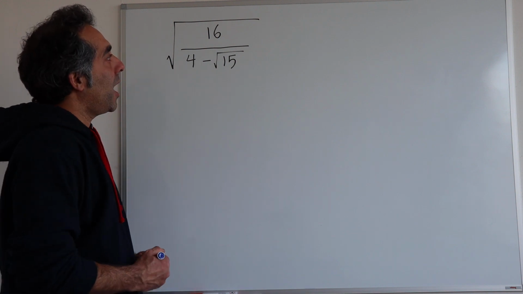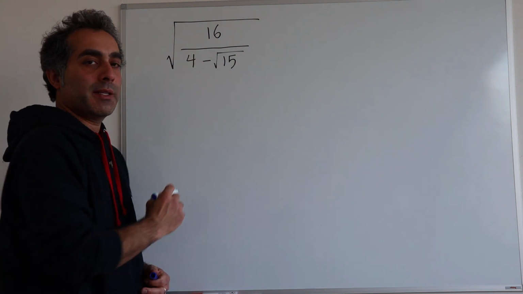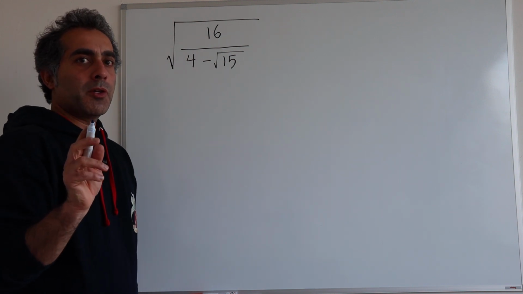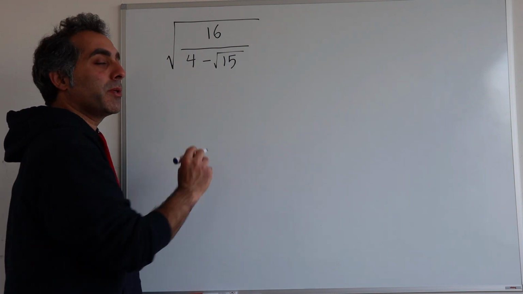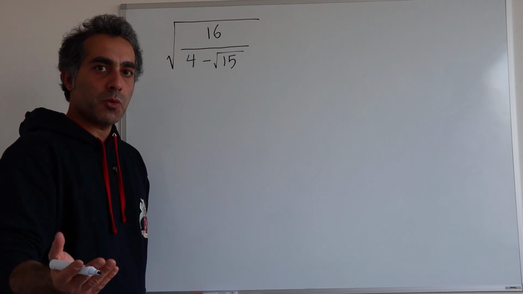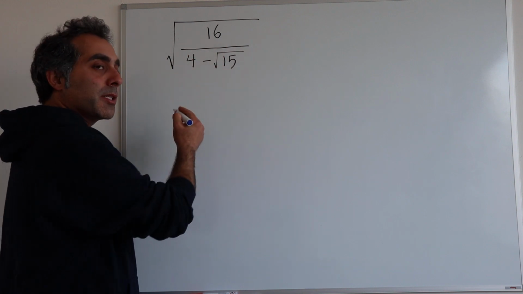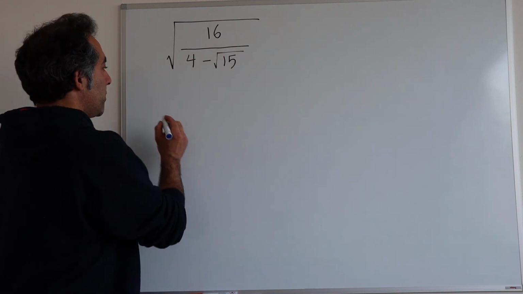Friends, today I want to simplify this radical expression. To do that, you can maybe remember that when you have a radical expression in the denominator, the best way to simplify is to multiply that expression by the conjugate of the denominator.